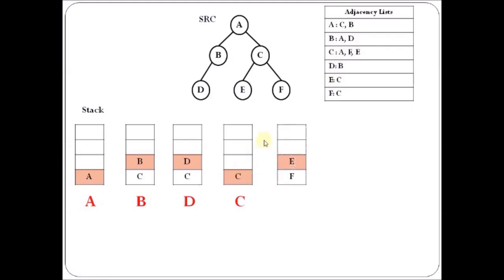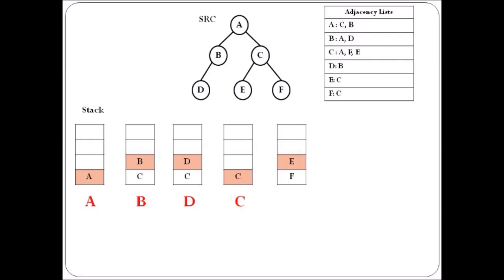After the statement, the stack looks like this. Here the top of the stack points to the element E. Now from the adjacency list, the adjacent element of E is C. So we have to insert C, but as we can see, C is already covered, so there is no need to consider the node C again and again.